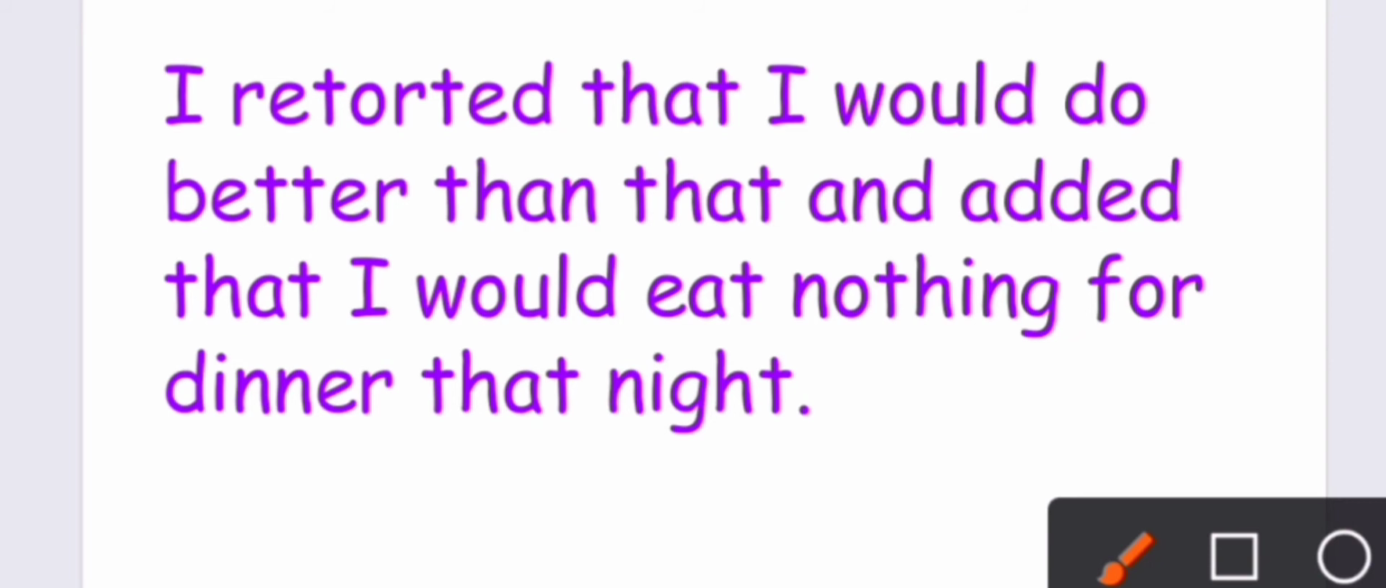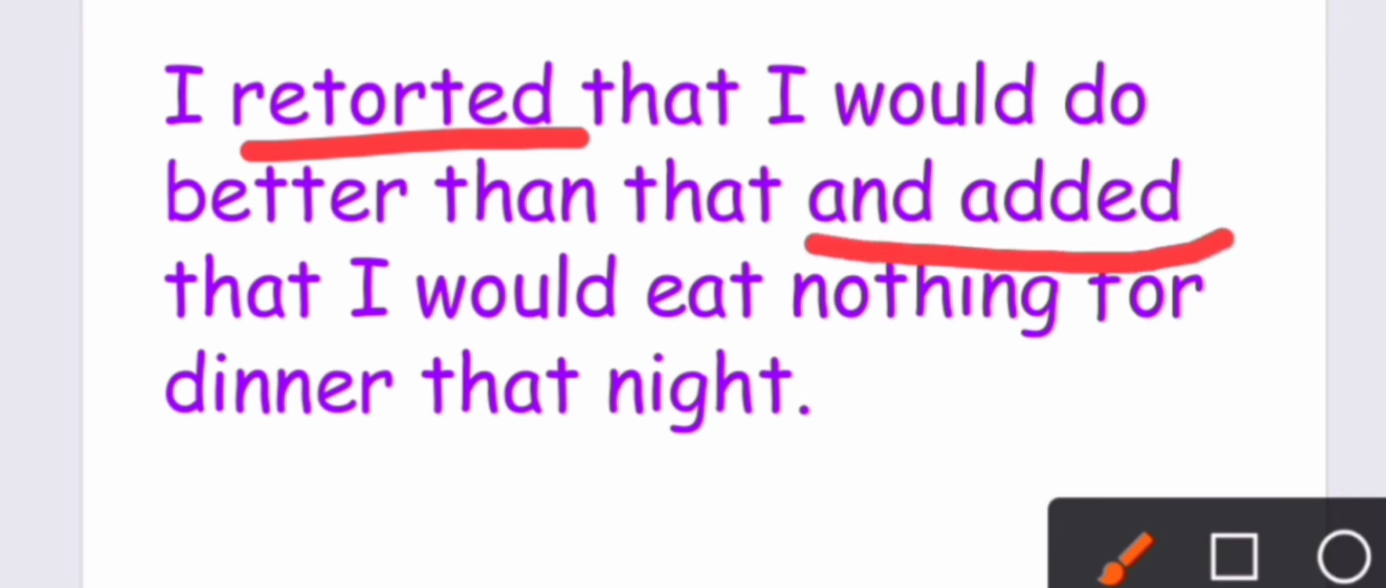Let's go for the solution. Yes, you can see. I retorted that I would do better than that. I retorted means I replied. I retorted that I would do better than that, and added that, as I have told two sentences one after another, then I should use and added that I would eat nothing for dinner that night. Tonight has been changed to that night. Okay, go for the next.